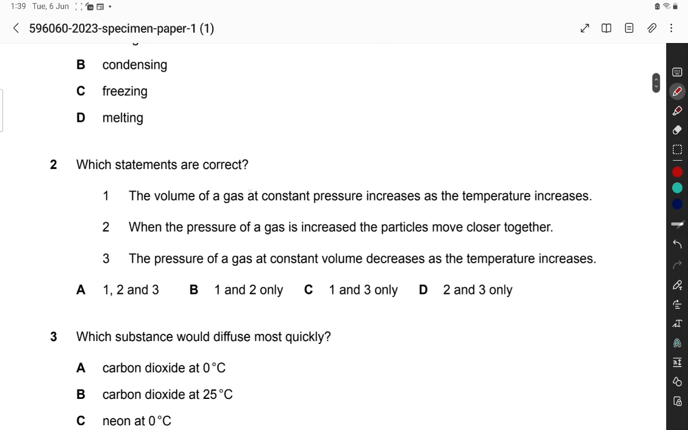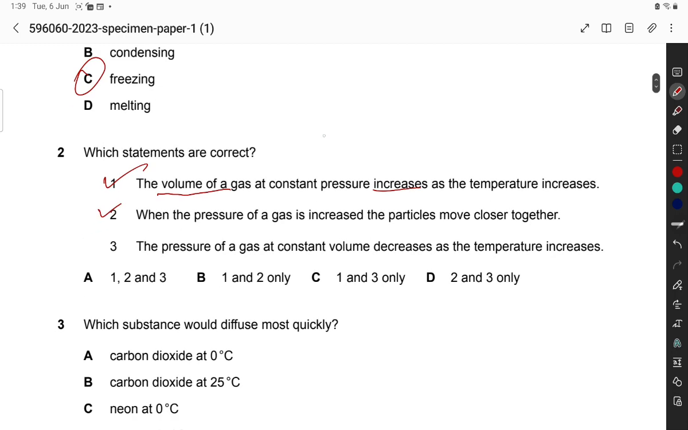Question number 2, which statements are correct? The volume of a gas at constant pressure increases as the temperature increases. Yes, the volume of gas increases. This is a correct statement. When the pressure of a gas is increased, the particles move closer. Yes, it is also correct, because pressure is inversely proportional to volume of gas. When pressure increases, volume decreases, so particles come closer to each other.